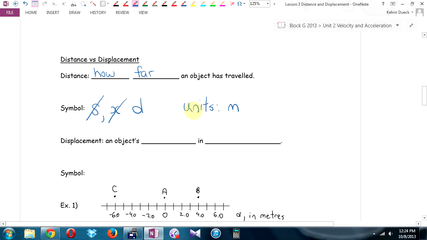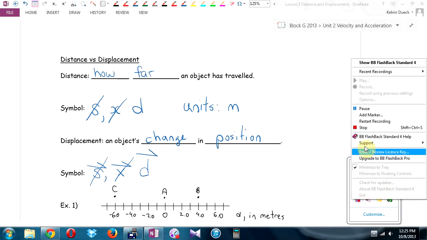Displacement is an object's change in position. Technically, the correct symbol, not going to use that. Probably a better symbol, not going to use that. We're going to use that. Why? Because D for displacement, and I don't want to stretch your brains too much. What do we mean by the difference between the two?